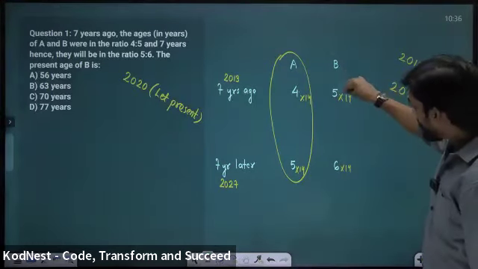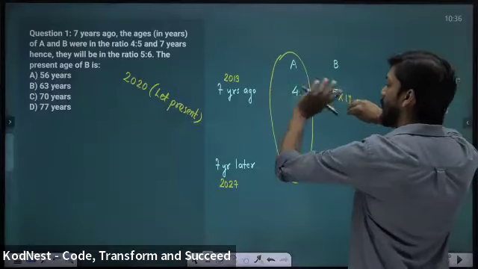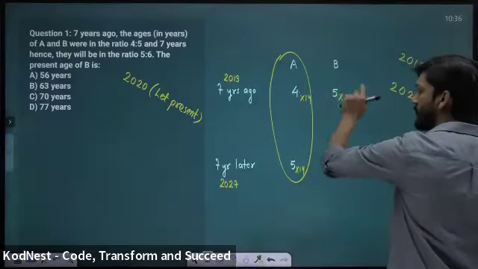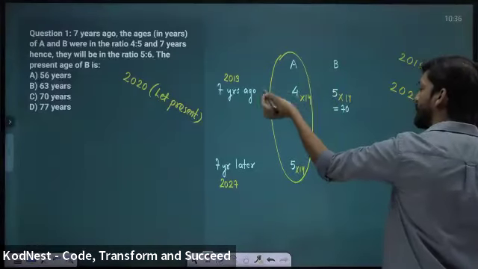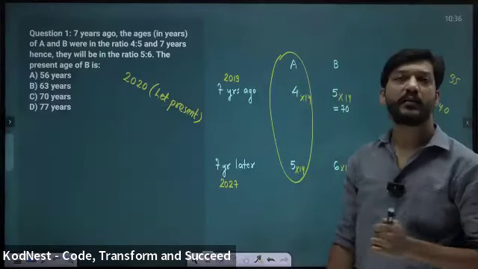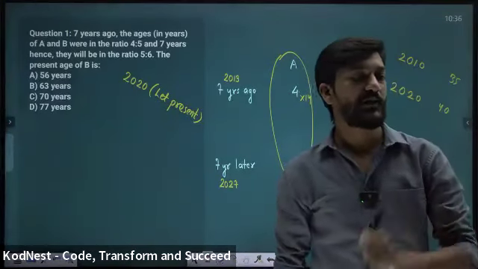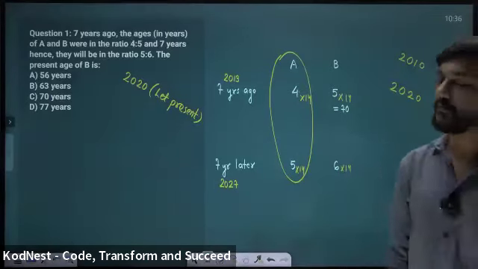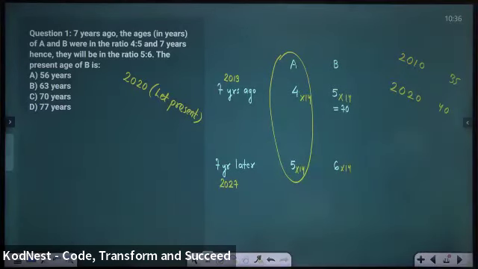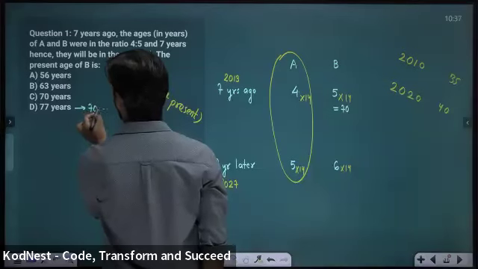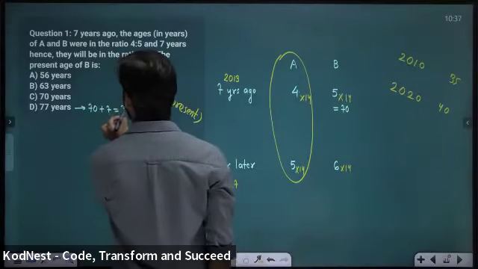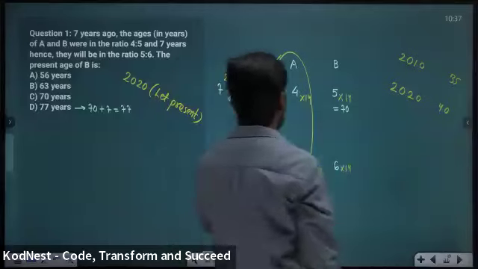This is the age of B 7 years ago. That is 14 5 70. Okay, 7 years ago, this was the age. Present will be 70 plus or 70 minus? Answer please. 70 plus or minus? This is past. Present will be greater. So 70 plus. Okay. 70 plus 7, 77. All right.